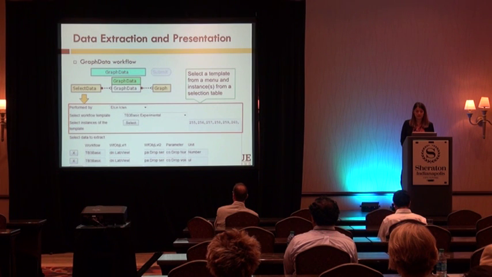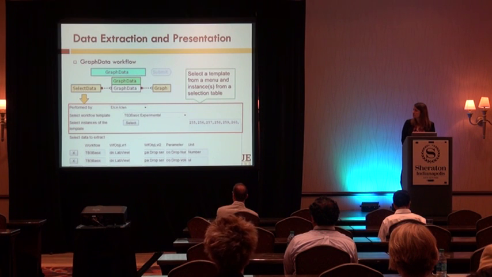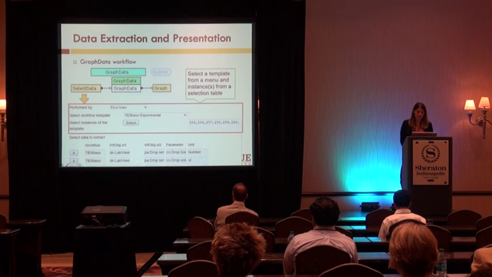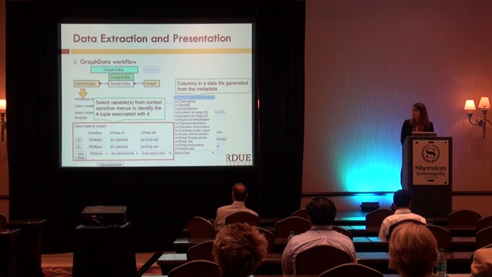So we are saving all this data, but we also want to extract data and use that for later analysis. Therefore, we are using a graph data workflow, which is a scientific workflow. For that, you select a template from a menu of instances you created previously. In this case, we can select the workflow as a TB3 basic experimental, and then we can select different experiments, different workflows. And then you can specify which variables you would like to analyze. And then you find the columns of that corresponding data.